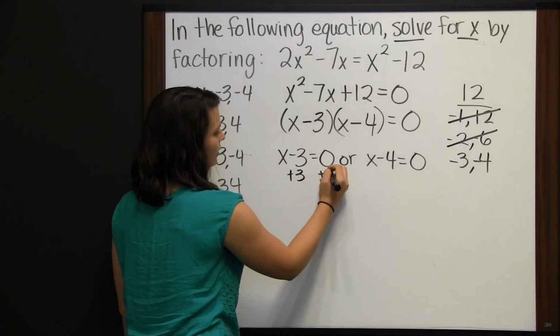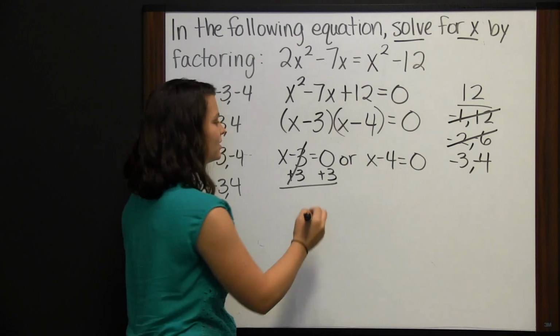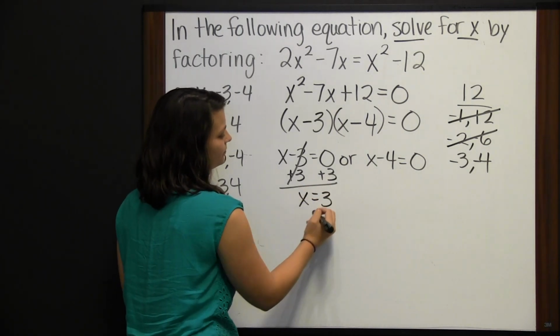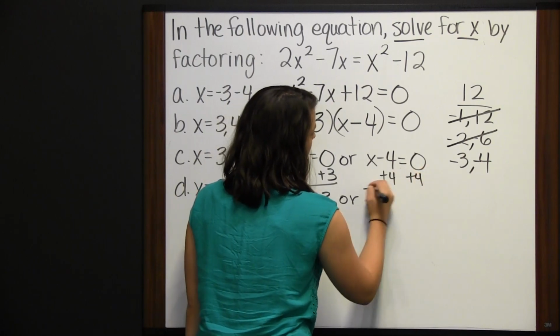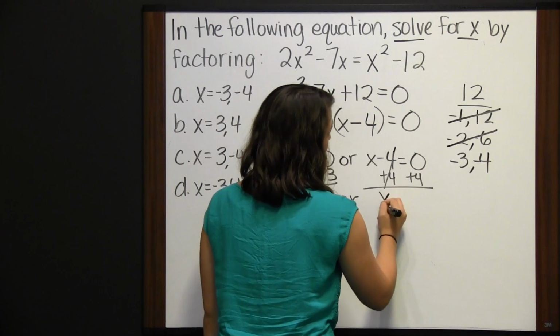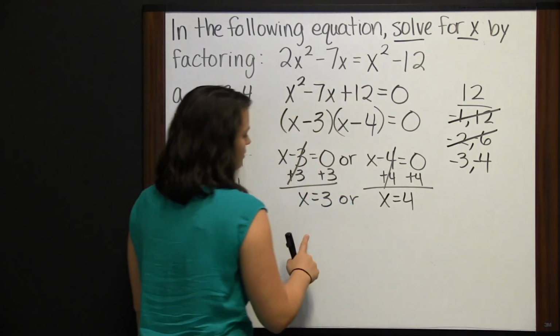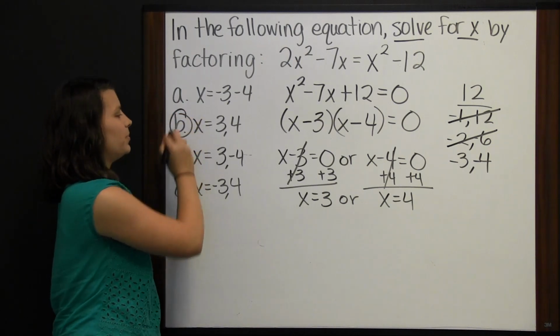So add 3 and 3. Those cancel because they're additive inverses, and x equals 3. Or add 4 and add 4, and those cancel because they're additive inverses, and x equals 4. So that means x equals 3 and 4, which is answer B.